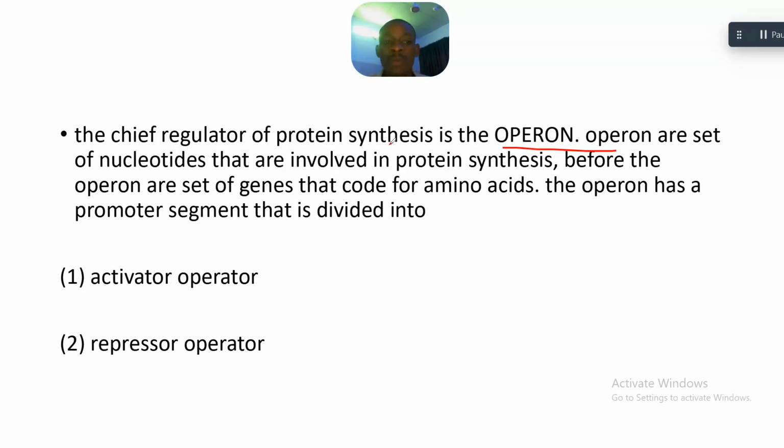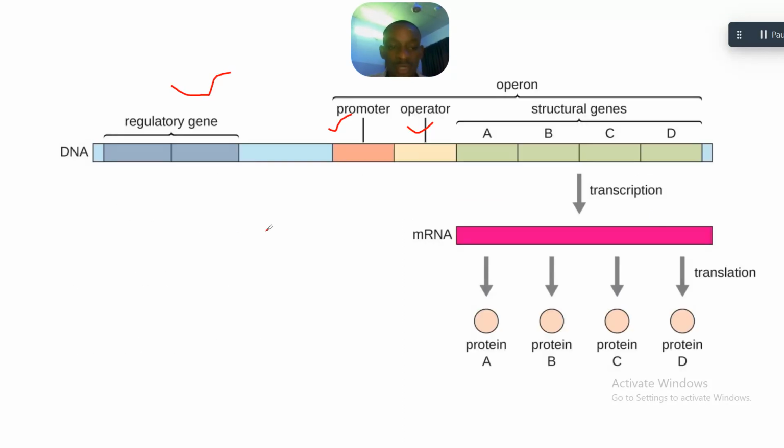Now, an operon is a set of nucleotides that are involved in protein synthesis. Before the operon are a set of genes that code for amino acids. You know that proteins are made from amino acids. The operon has a promoter segment that is divided into activator and repressor. This is the promoter segment here, divided into activator and repressor.